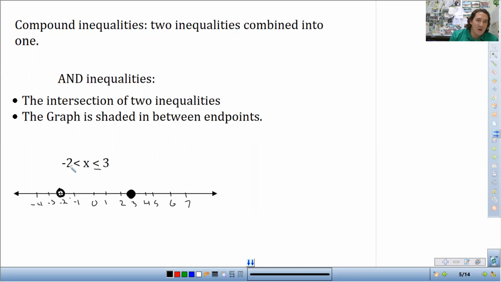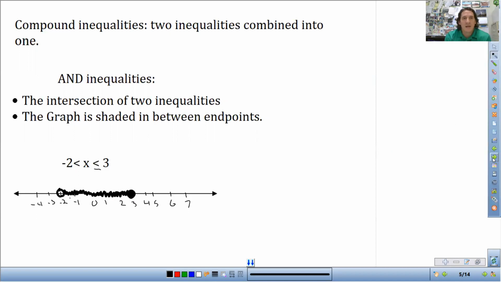And in an "and" inequality, this is telling us that x can be any value in between -2 and 3. So we need to shade all possible values of x by shading in between the dots. "And" inequalities get shaded in between.